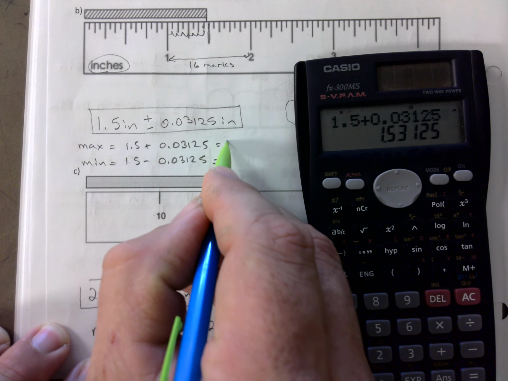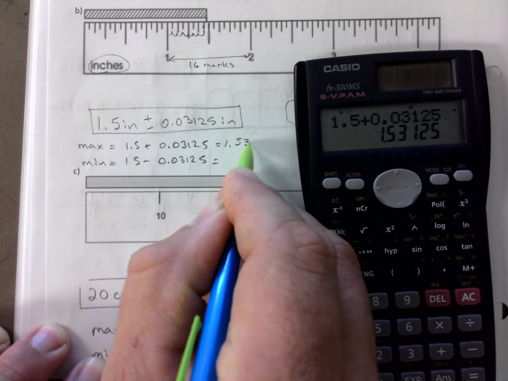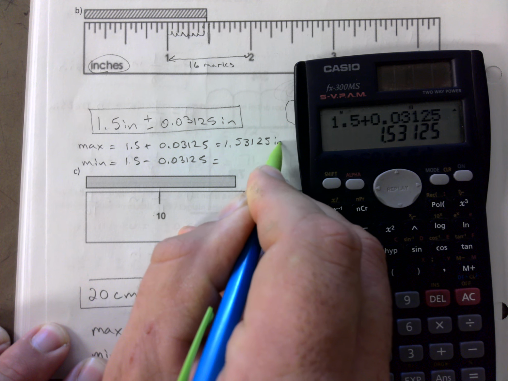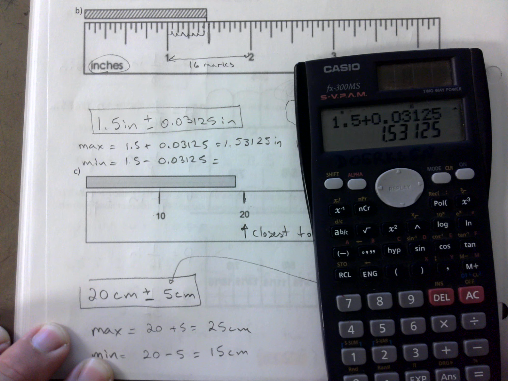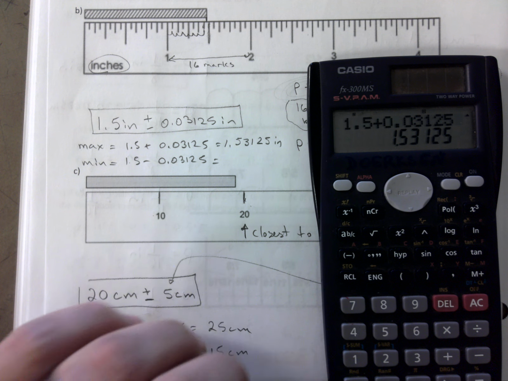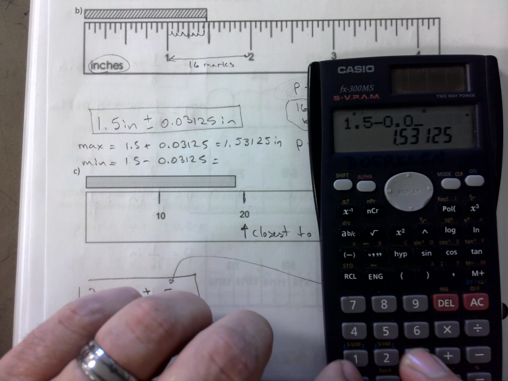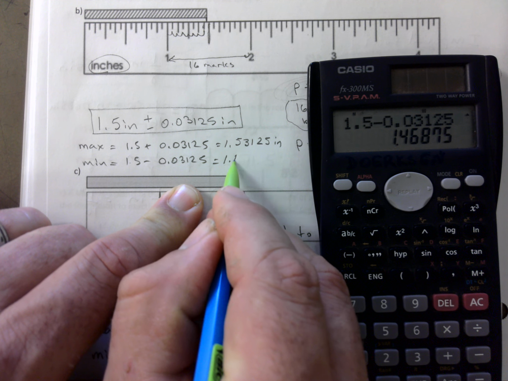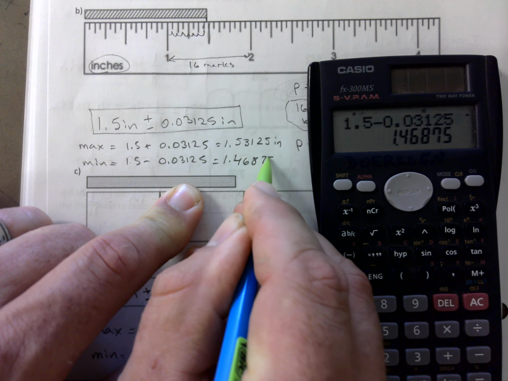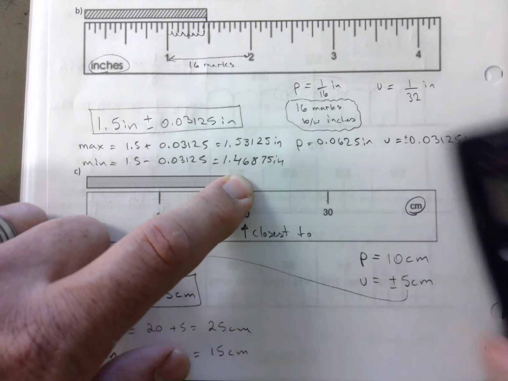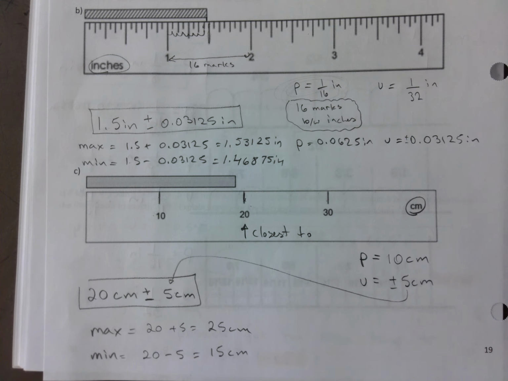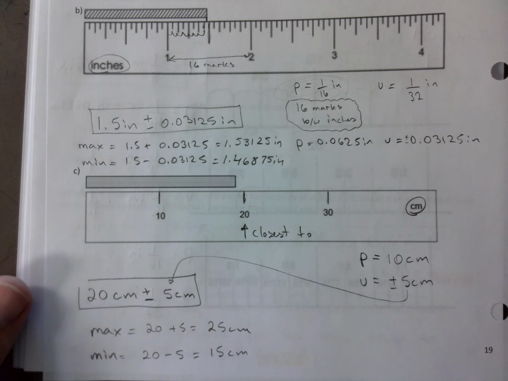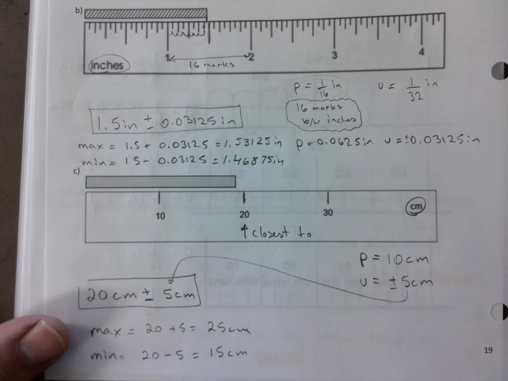Yep, the whole number. We do not round in this unit. That is key. If you don't want to use fractions, you have to use all decimals. 1.5 minus 0.03125 is 1.46875 of an inch. Yeah, I know. You're like, whoa, right? But you know what? If you just follow the steps and take your time, don't round, you're going to be fine.